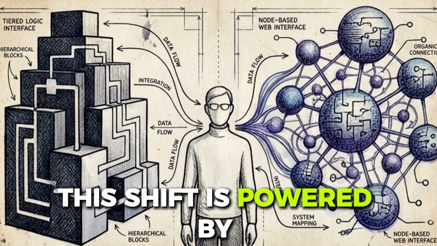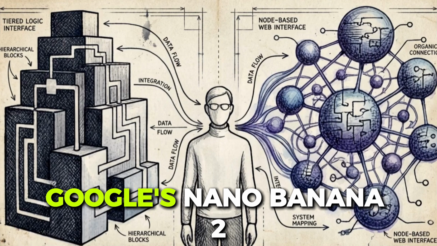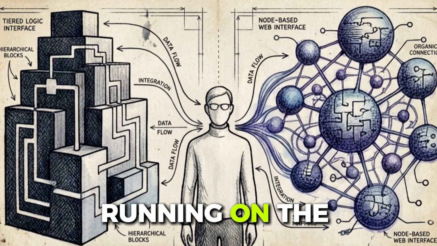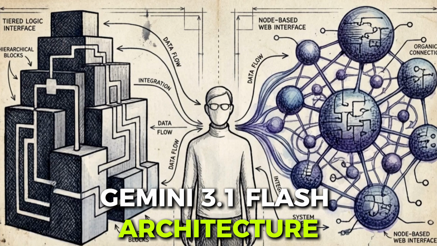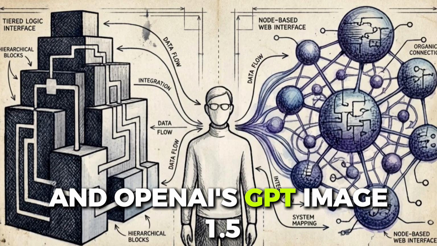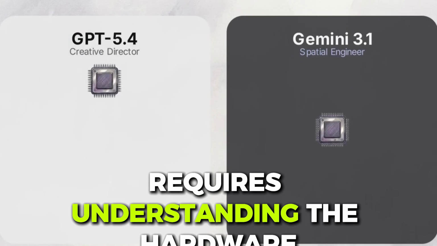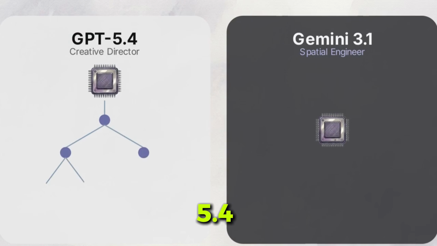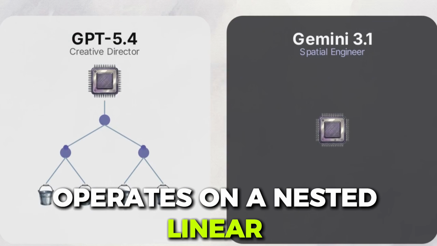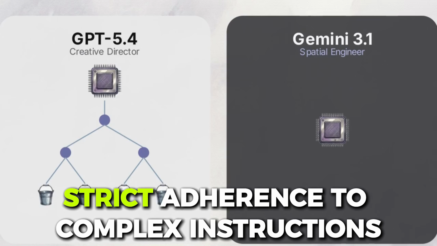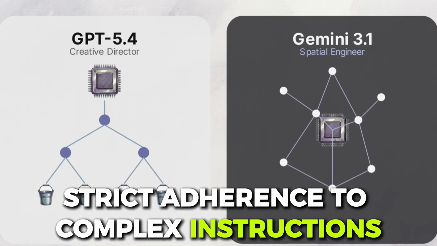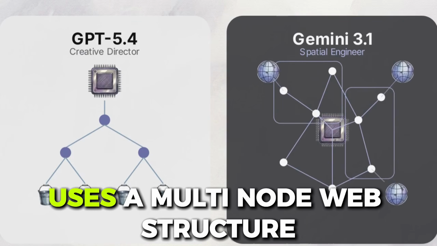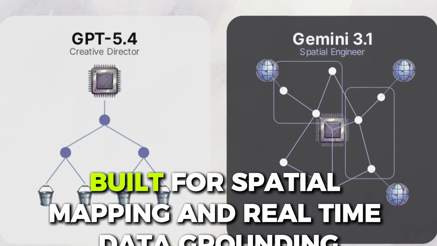This shift is powered by two frontier engines: Google's Nano Banana 2, running on the Gemini 3.1 Flash architecture, and OpenAI's GPT Image 1.5. Controlling these outputs requires understanding the hardware DNA driving each model. GPT 5.4 operates on a nested linear logic tree, built to maintain strict adherence to complex instructions. Gemini 3.1 uses a multi-node web structure, built for spatial mapping and real-time data grounding.